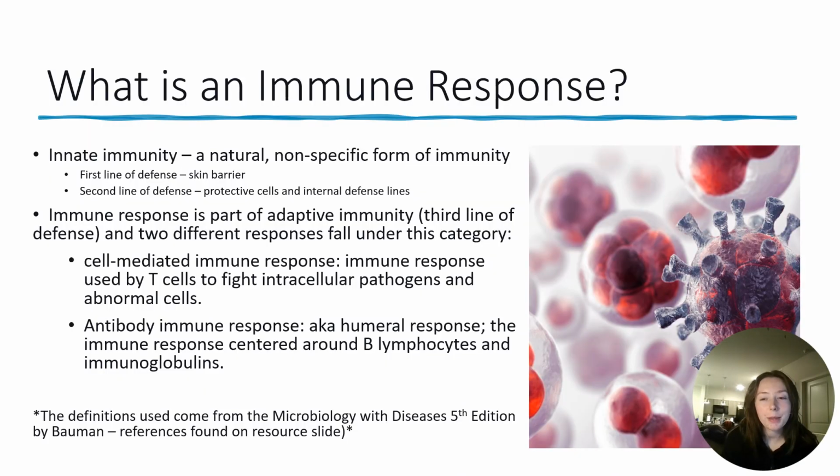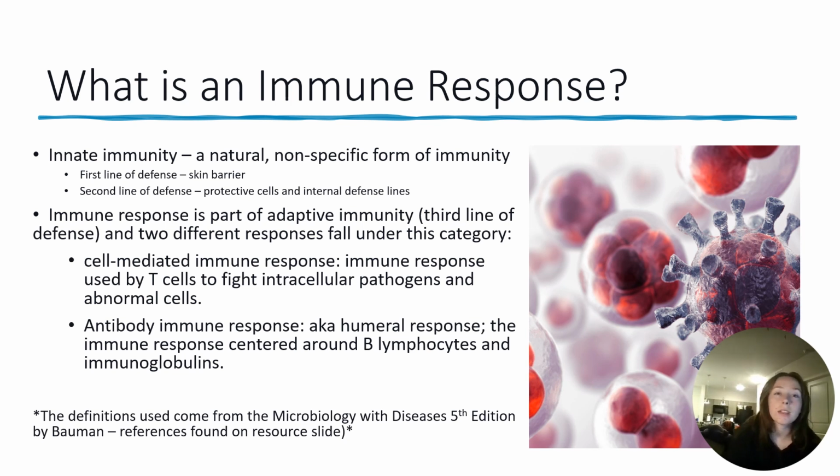So, as always, I'm going to do a quick review before we actually get into the content of the assignment. So, what is an immune response? Immune response, we have different levels. We're going to start with innate immunity, and this is going to hold our first two lines of defense. To break this down in layman's terms, it's our natural, non-specific form of immunity. It's what helps prevent us from getting sick before we actually get sick, and then it gets into more specific responses to help us get better.